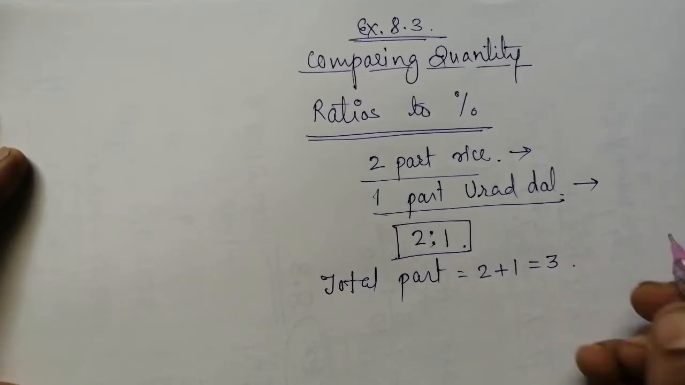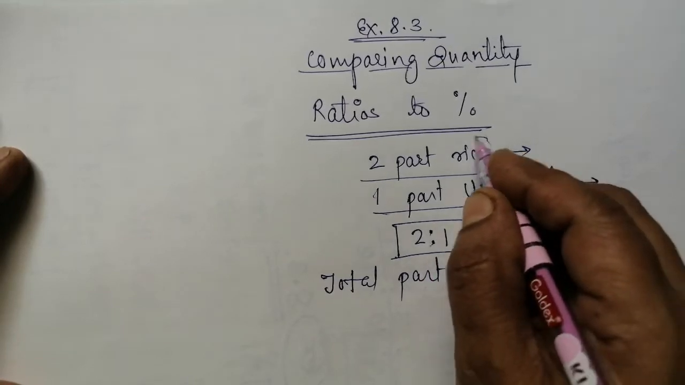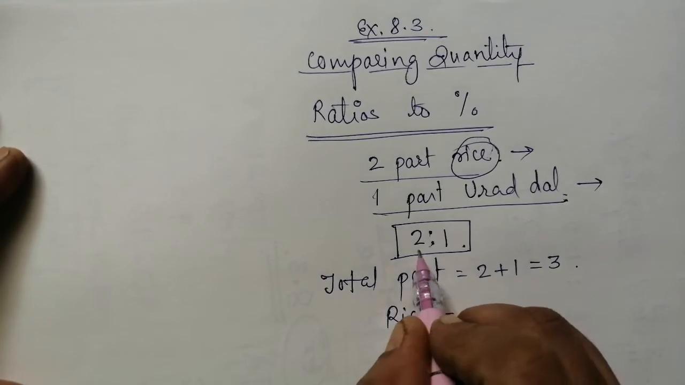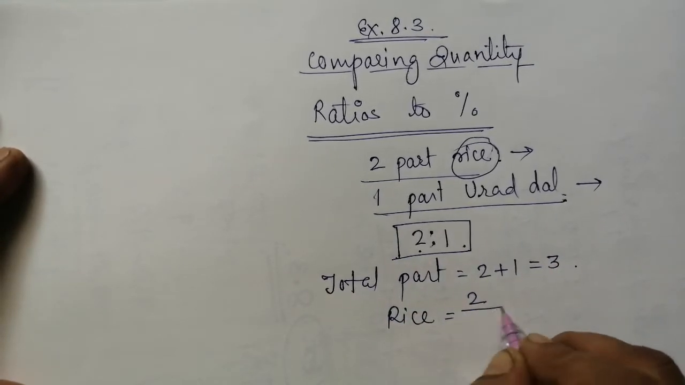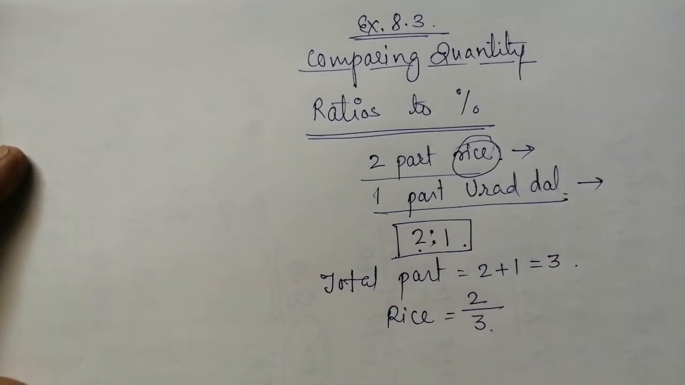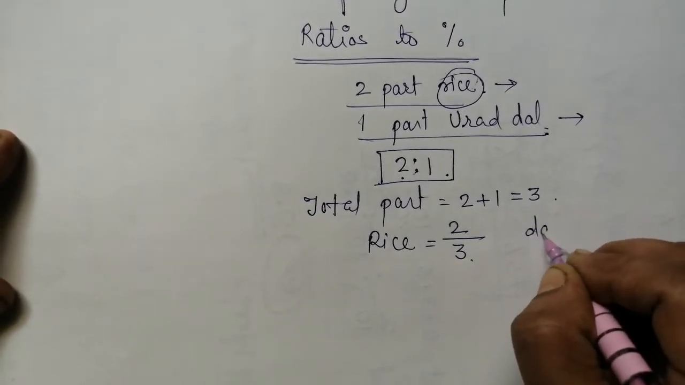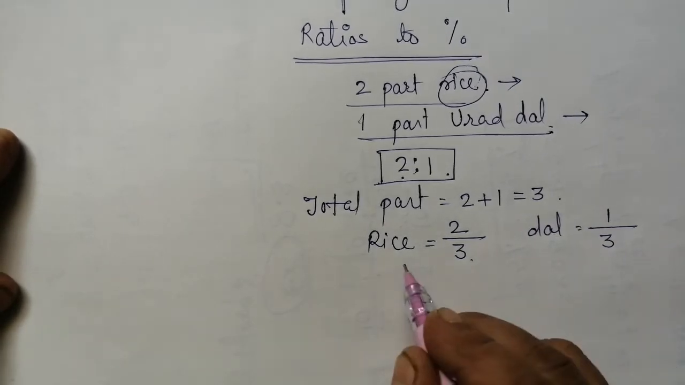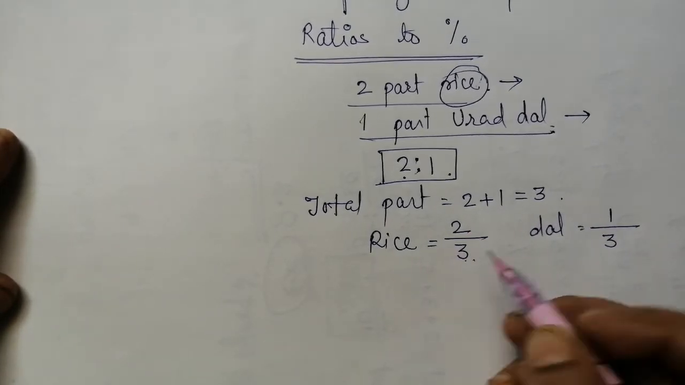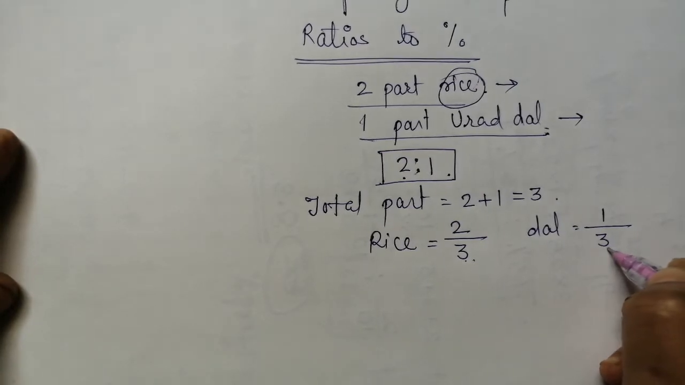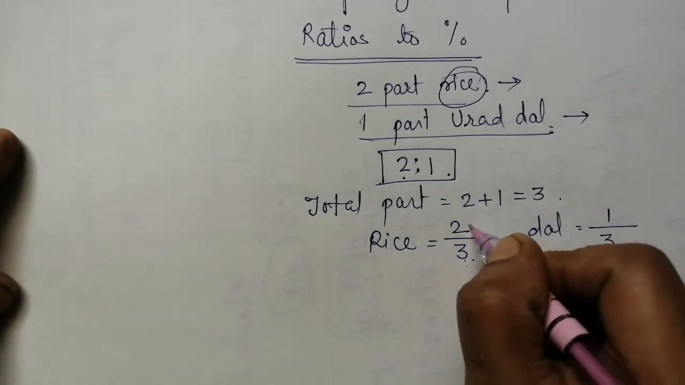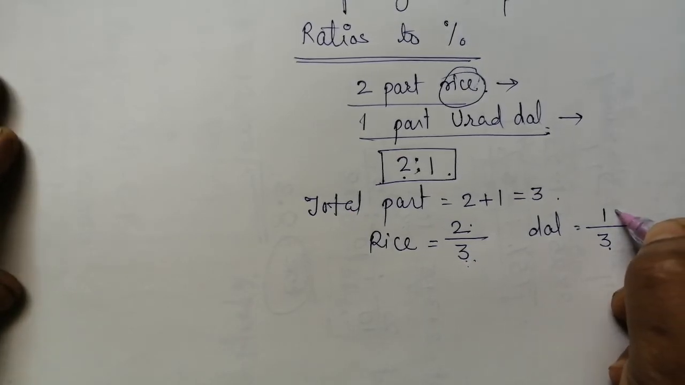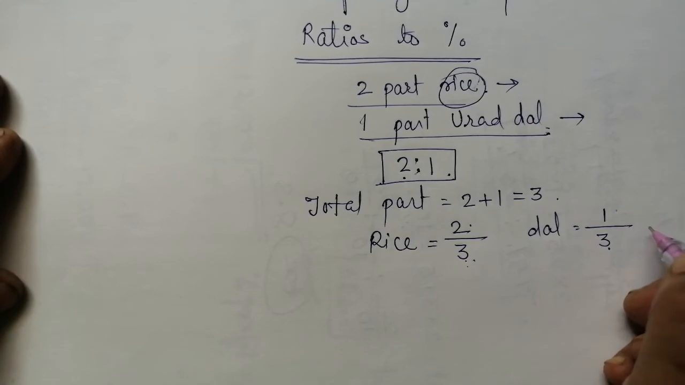If you are asked the proportion of rice, the quantity of rice is 2 bowls, that means 2 out of 3 bowls. In the same way for the dal, 1 bowl out of 3 bowls. In fraction form, we write 2 by 3 and 1 by 3. From the 3 parts, 2 bowls of rice and 1 bowl of dal. This is the quantity written as a fraction.